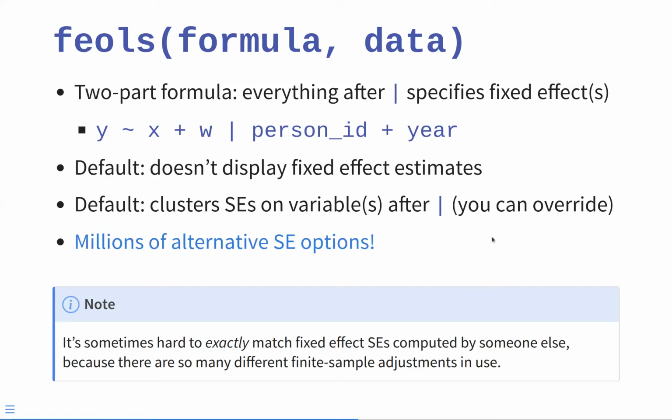And one note that you may want to bear in mind is that it can sometimes be hard to exactly match the fixed effect standard errors that were computed by someone else. And the reason is there's so many different finite sample adjustments that are in wide use that people are not always so scrupulous about documenting exactly what they've done. This can be frustrating. Sometimes we can get close, but we can't exactly match what others have done. That's a pity, but there are many options available in this package. It's also really fast. I believe that it is in fact the fastest package for estimating fixed effects that is currently available. That may have changed, but at the time when I wrote these slides, that was definitely the case.